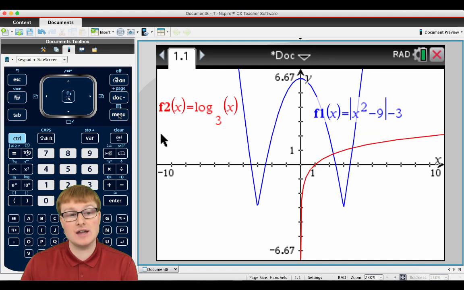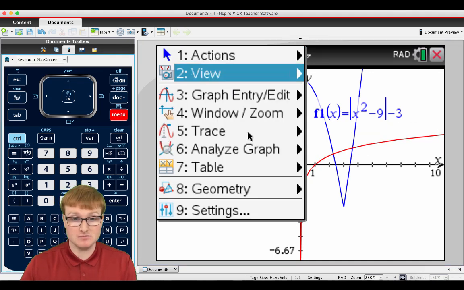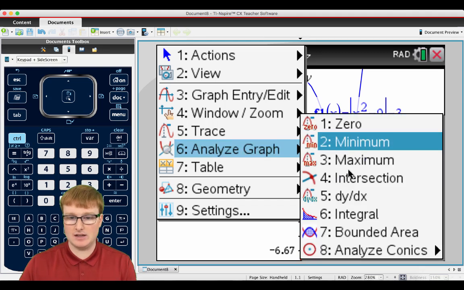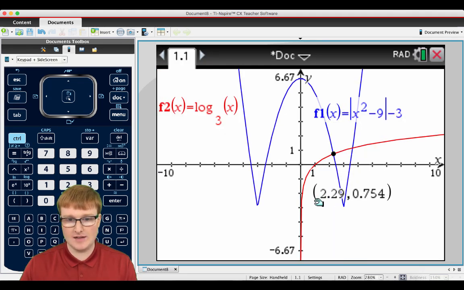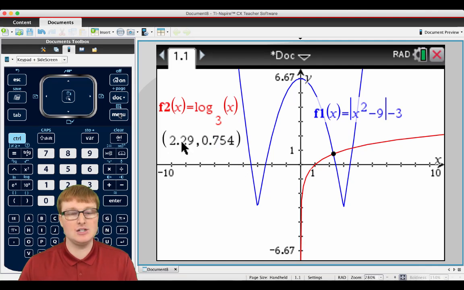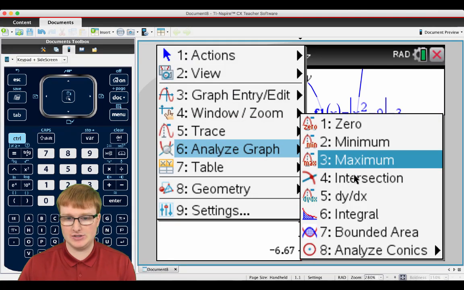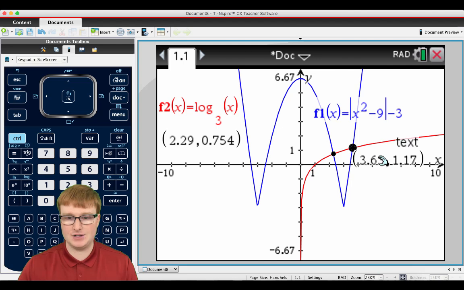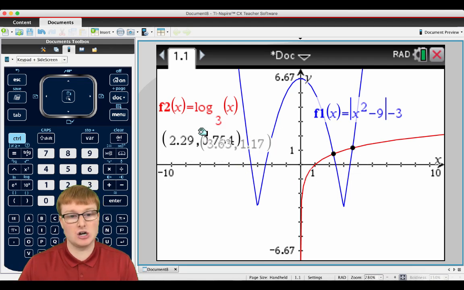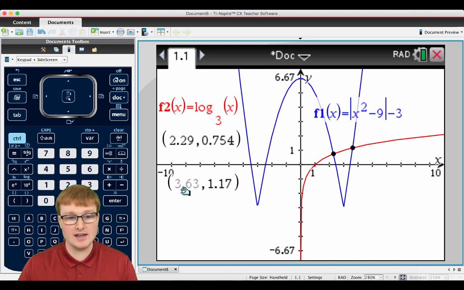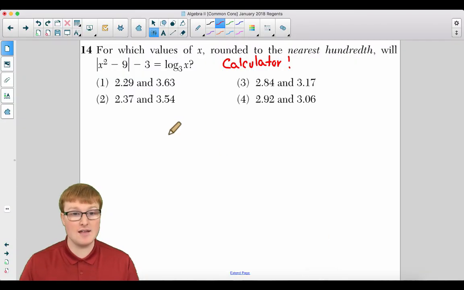Okay, cool. So go ahead and go to menu, go to analyze graph and click on intersection. We need to click before and after that point. We got that intersection point. And do it again: menu, analyze graph, intersection point, click before and after. So they're asking for the values of x. The values of x are 2.29 and 3.63. Your answer is going to be choice 1.